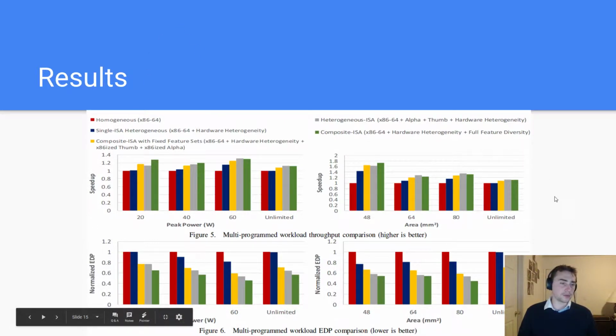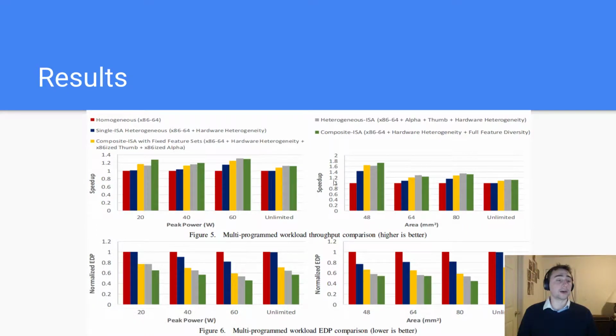And here we have their multi-programmed workload throughput comparison. They get the speedup on the y-axis, and on the x-axis it's going to be their peak power. So at these different power budgets, what do they get? And then over here is going to be area. All of these are normalized to a homogeneous x86-64 processor. As you can see, with this green bar, they do generally better than their previous heterogeneous ISA architecture. A little bit worse here, and overall, I think it's a little bit less than the original heterogeneous ISA.